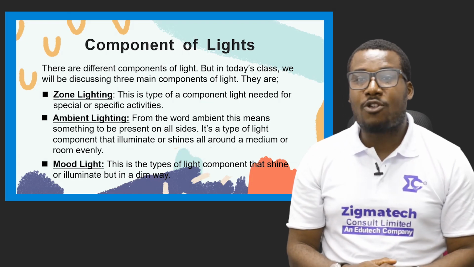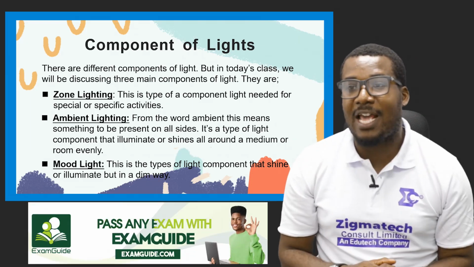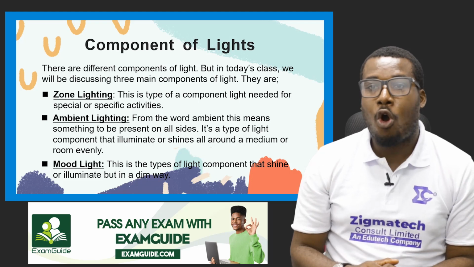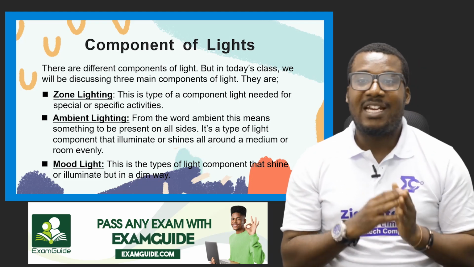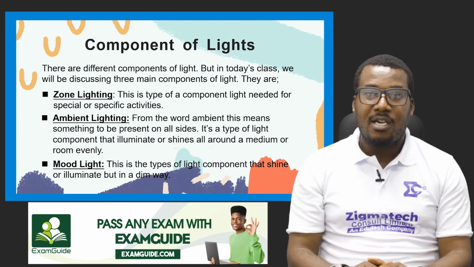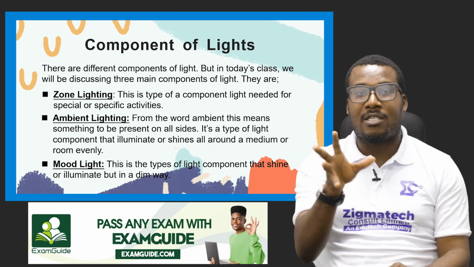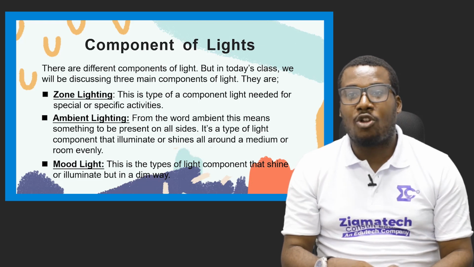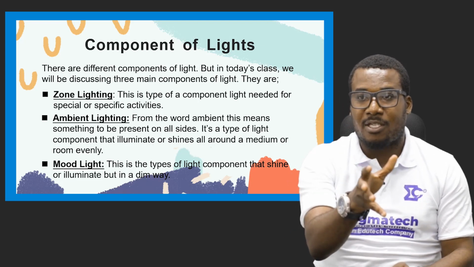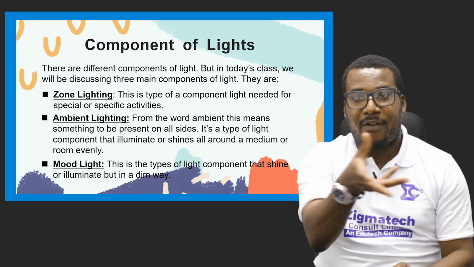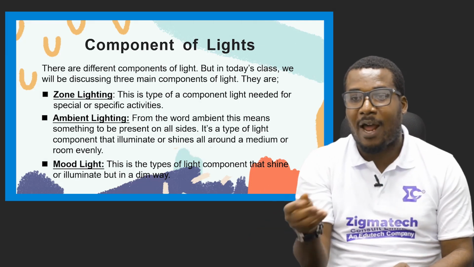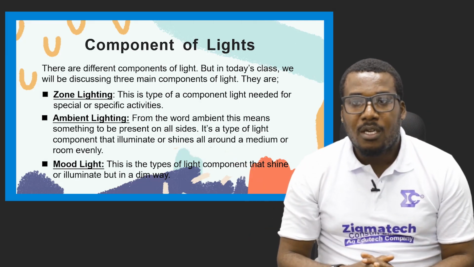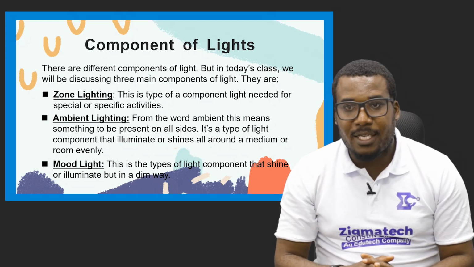It's a type of light component that illuminates or shines all around a medium or room evenly. It is evenly distributed. It is evenly saturated. It's saturated everywhere accordingly. It's not based on where I focus my lens. If I focus my lens, it goes this way. Focus to the right, it goes this way. So that's what ambient lighting is all about.